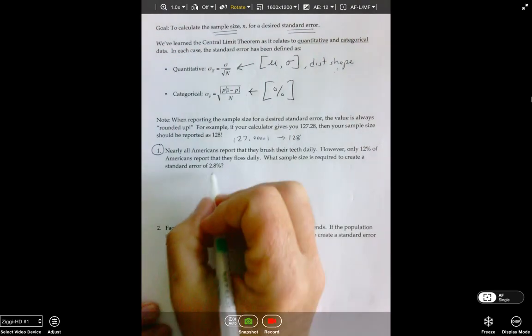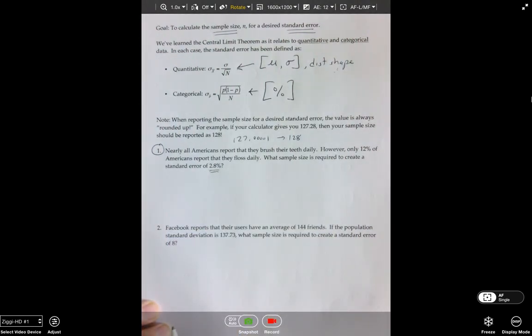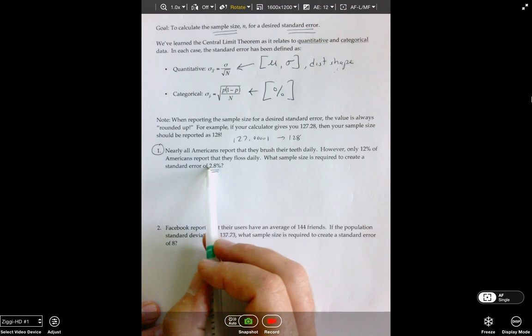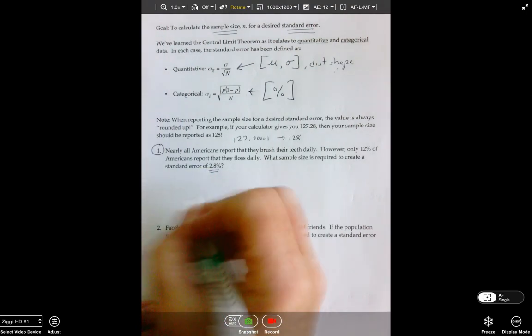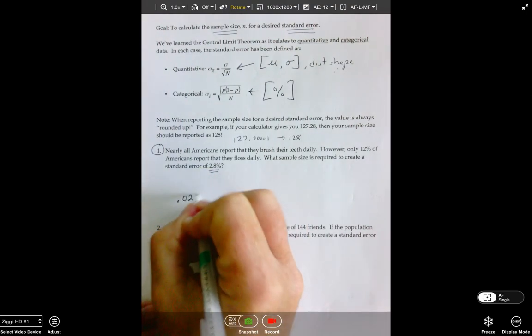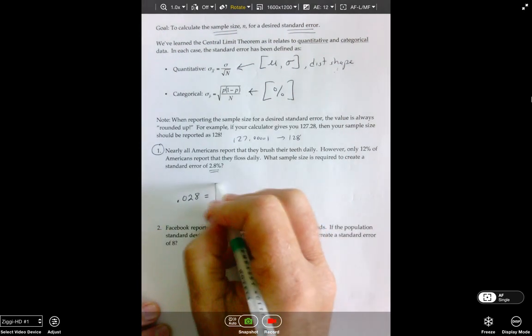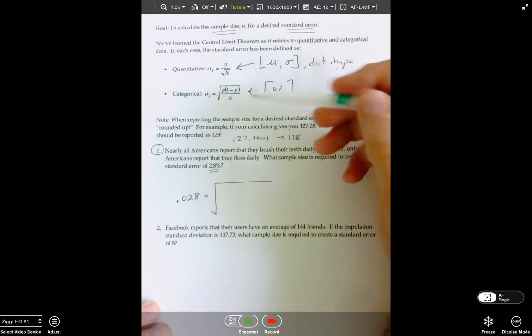First thing you got to think, guys, you can't work with that 2.8%. It has to be converted from a percentage to a decimal. So I have to move the decimal place 2 places to the left, giving me 0.028. And then I have to put in the standard error formula, which I know back here.